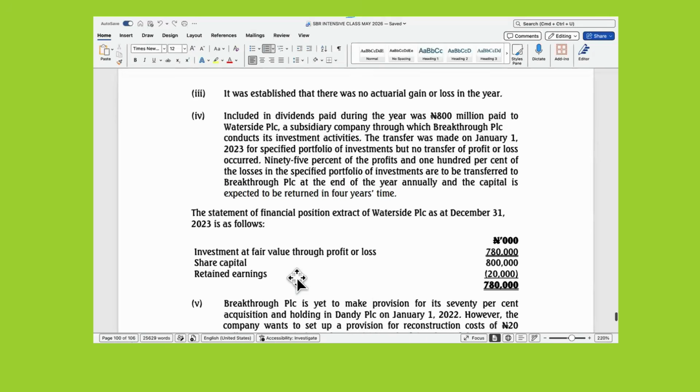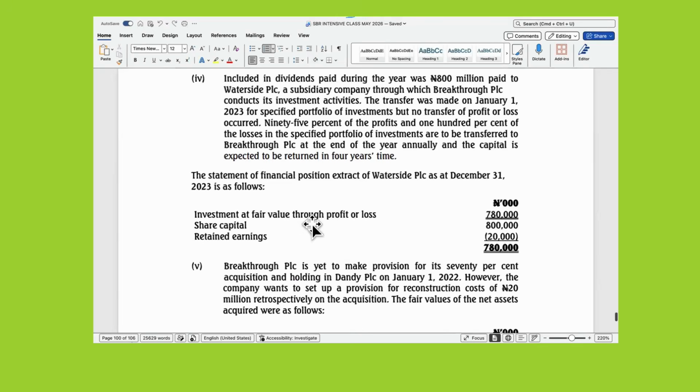Okay, so this is the statement of financial position of Waterside. The investments, this is the share capital, and it is making a loss, so it has reduced to 780.